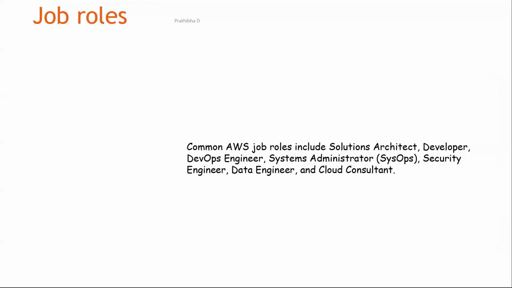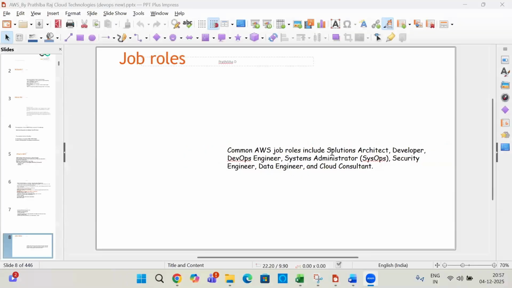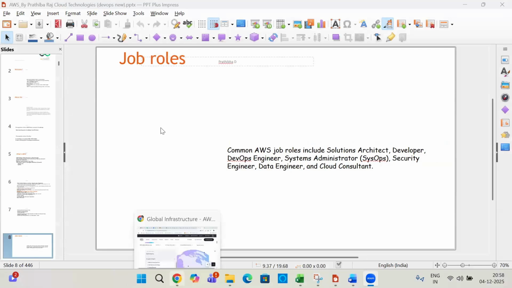Next, if you see the job roles, you can see some of the common job roles in AWS: solution architect, developer, DevOps engineer, system admin, security engineer, data engineer, and cloud consultant. So just give me a second.